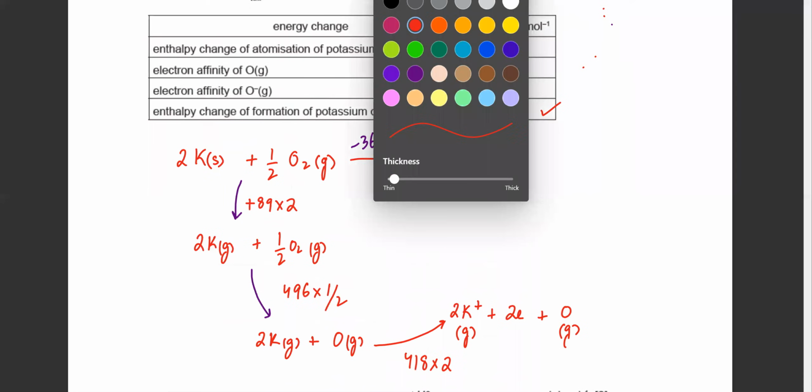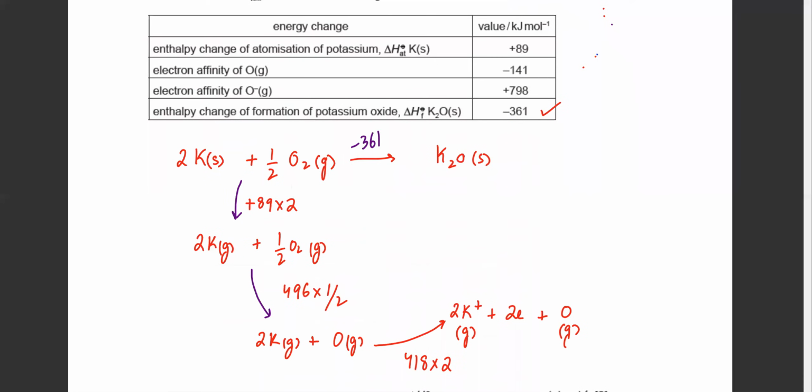And then you have oxygen that would be gaining the electron. So then you've got potassium already lost those electrons. 2 electrons gained by oxygen, forming oxygen minus 2. So this step is the electron affinity of oxygen is minus 141 plus 798. So it's minus 141 plus 798. And we just have one oxygen, right? And that's your final step. That's your lattice energy.